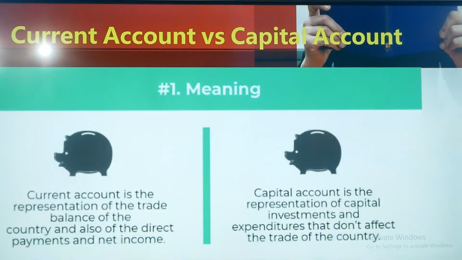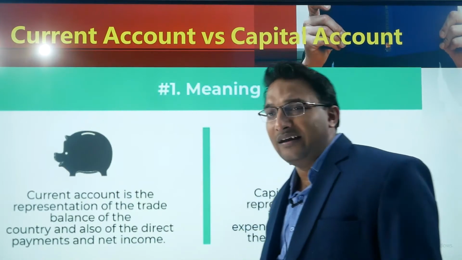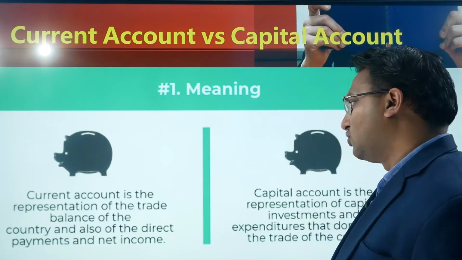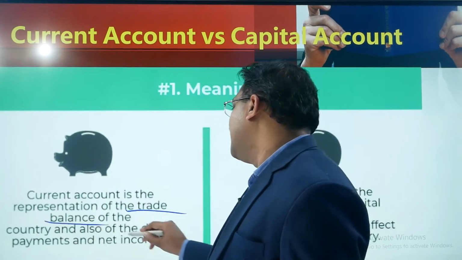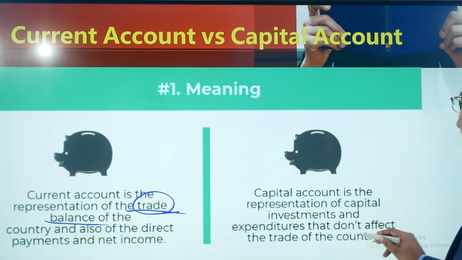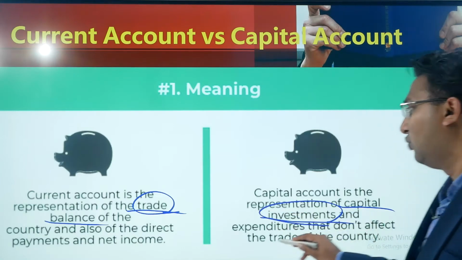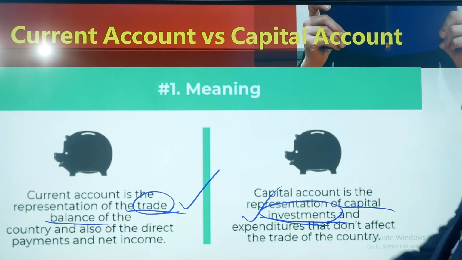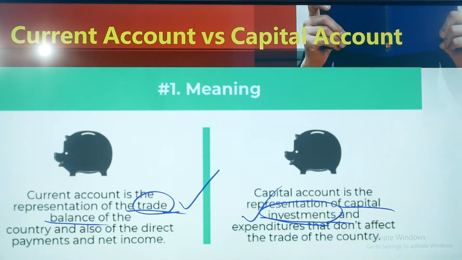Now we will see the difference between the capital account and the current account. To make this difference more clear, let me show you in brief the difference between the current account and the capital account. Current account is the representation of the trade balance. So this is concerned more about trade, right? Capital account is the representation of capital investment and expenditure. So this is more concerned about the investment part. This is more concerned about the trade part. This is more concerned about the investment part. So this is more concerned about the import and export. This is more concerned about the investment of capital.